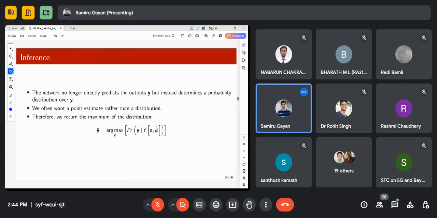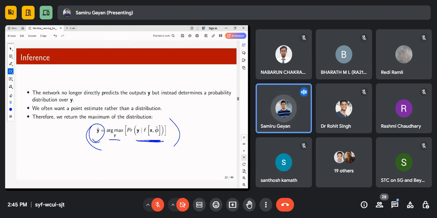Okay. Now, we haven't predicted the output yet. What we did was predict a parameter which is related to the output. How we get the output is using inference. Using inference, you try to maximize this probability and get the output value. We need a single value as the output. How we get it, given this probability distribution, is by finding the y value which maximizes this probability.